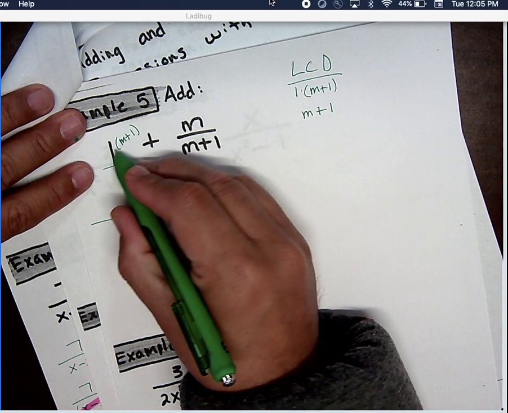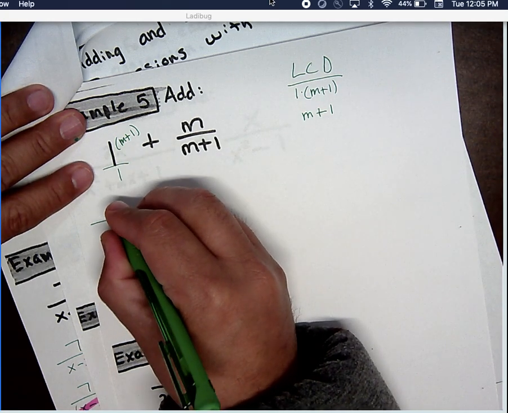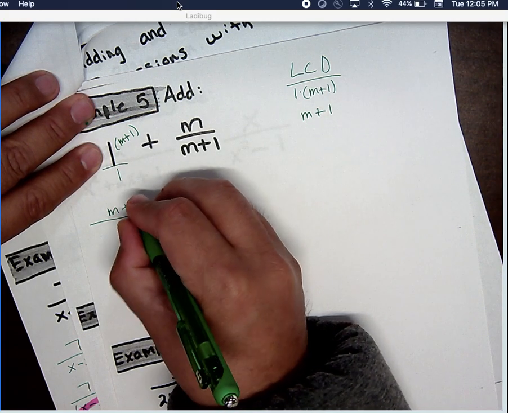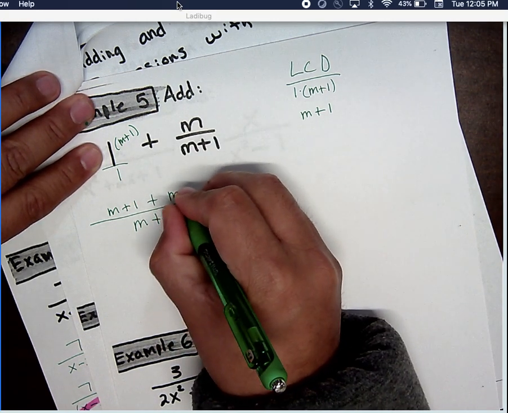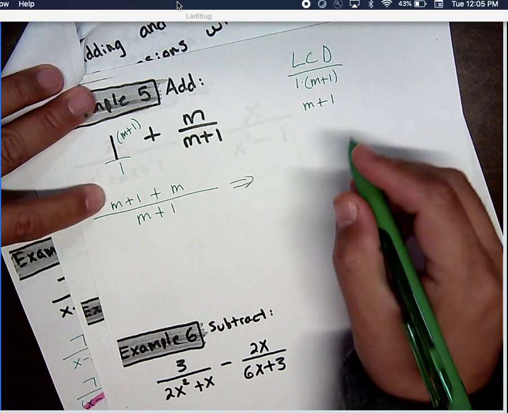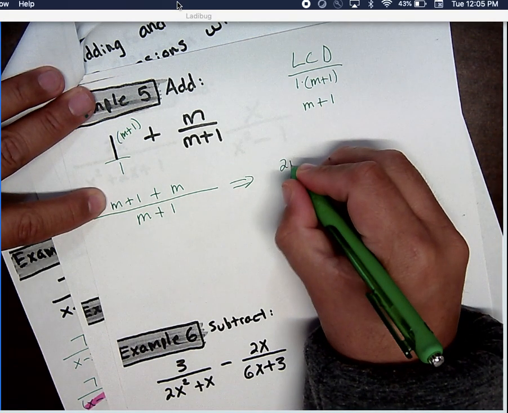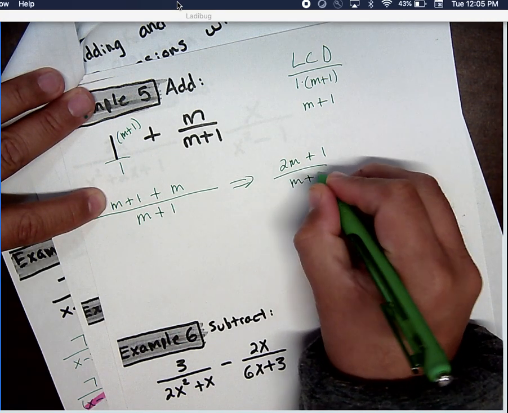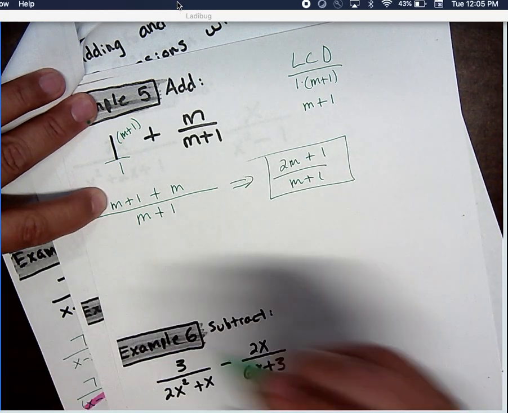So we're going to have 1 times m is m, plus 1 times 1 is just plus 1, and then plus m. So that gives you m plus m is 2m plus 1 over m times m plus 1, and you can't do anything else. That's the answer.